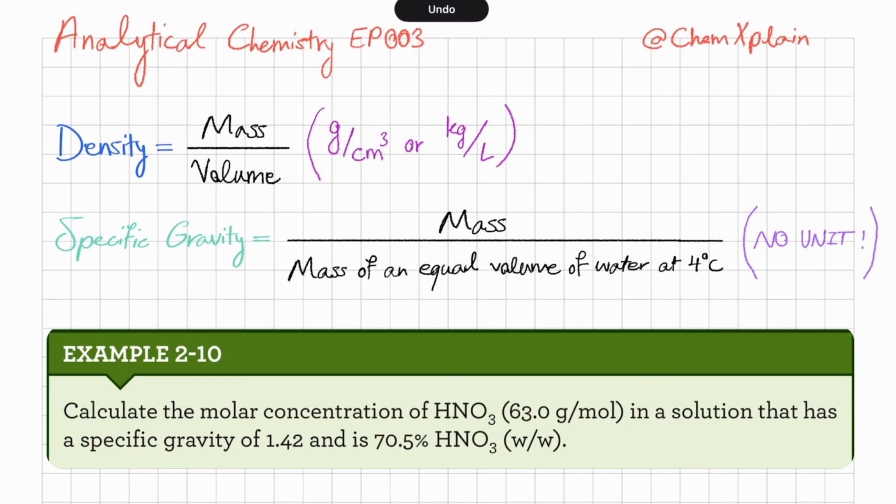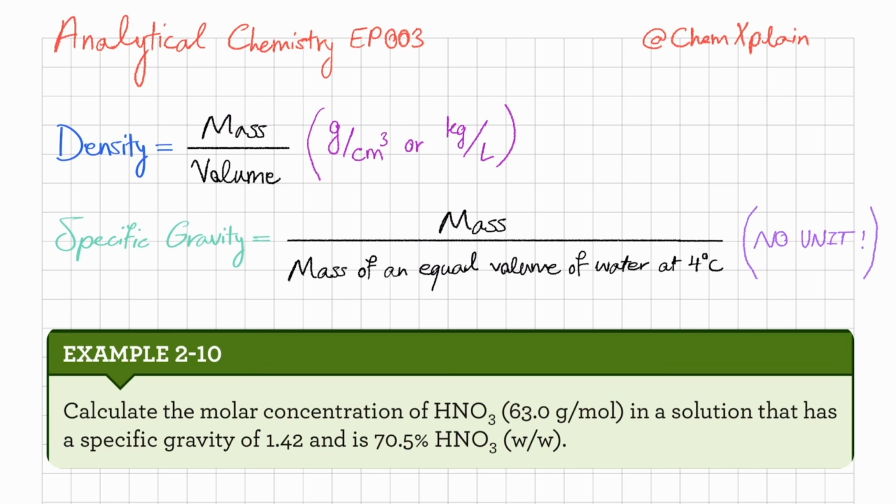Let's head to the next concept, which is specific gravity. The definition says: mass of a solution divided by mass of an equal volume of water at 4 degrees Celsius. You may think that this concept is not easily understandable. I have to say that as we go through this episode, you get more familiar with it. It's also great to mention that specific gravity has no unit. It is just a number.